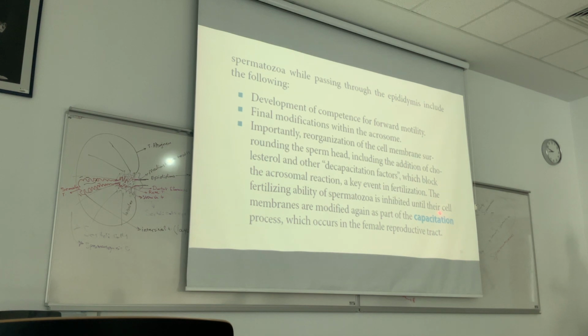is the decapacitation, not capacitation. Capacitation occurs in which area? Capacitation occurs in the vagina. Decapacitation occurs in the epididymis. In decapacitation, the sperms lose their capacitation, lose their ability to fertilize the oocyte. But in the inner side of the uterus, again they can gain the capacitation ability.